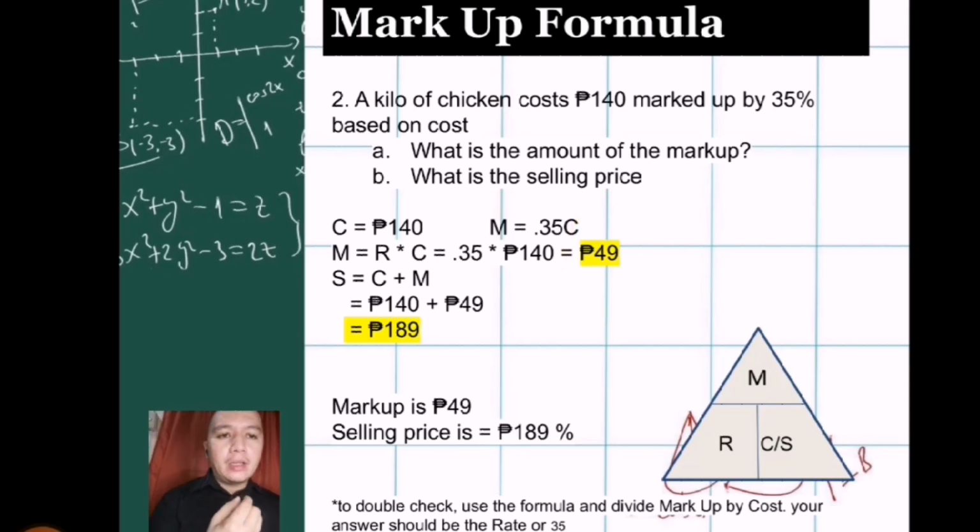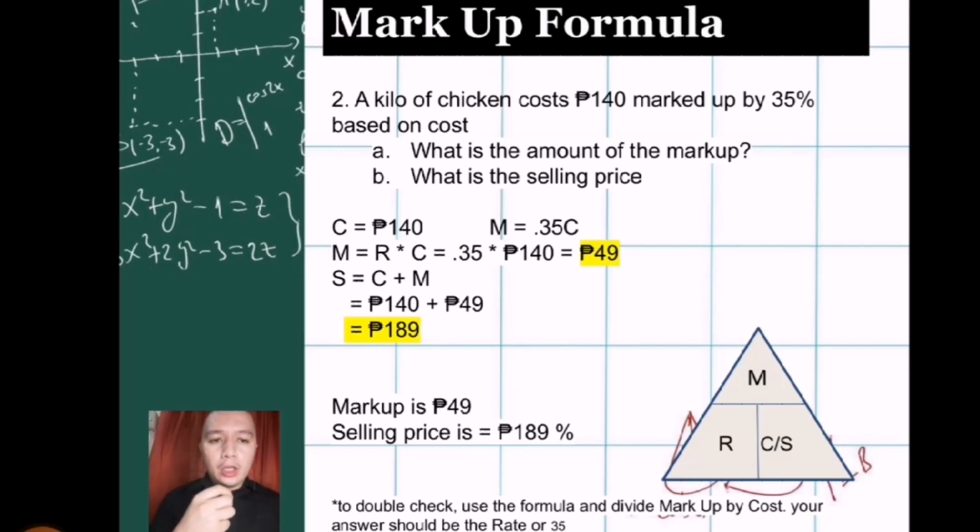Now, after determining the amount of the markup, we can proceed on getting the selling price. The selling price is equals to cost plus the markup. So, let's have 140 plus 49. The answer for that is going to be 189 pesos. So see, when you added 35% markup to a chicken that costs 140 pesos, your selling price now is going to be 189 pesos. So markup is 49, selling price is 189.